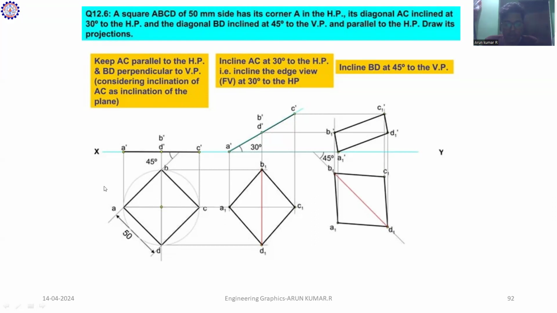Now here we are constructing the left side, with A in HP. So we proceed according to our problem. After constructing the square ABCD, you have to project the points towards the XY line. A is one point, D and B are one point, and C is also one point. After that, mark them as a dash, b dash, d dash and c dash.